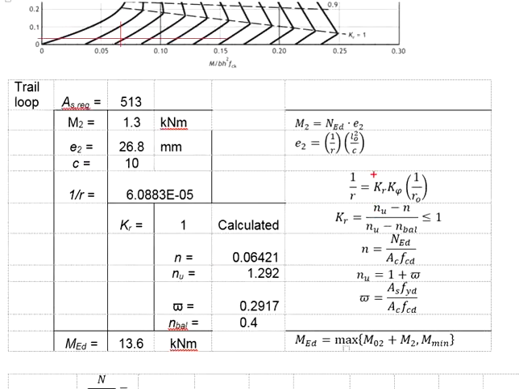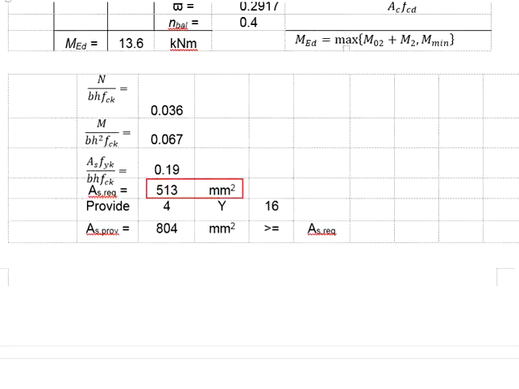That means when the KR here is the same, while the others are also the same, you will get the same curvature and subsequently you will get the same E2 and also M2. By now, we can more or less confirm the M2 is equal to 1.3 kN meter. And as a result, the design moment will be the same as the one that we have designed previously, equal to 13.6. And the required area of reinforcement, 513 mm square.